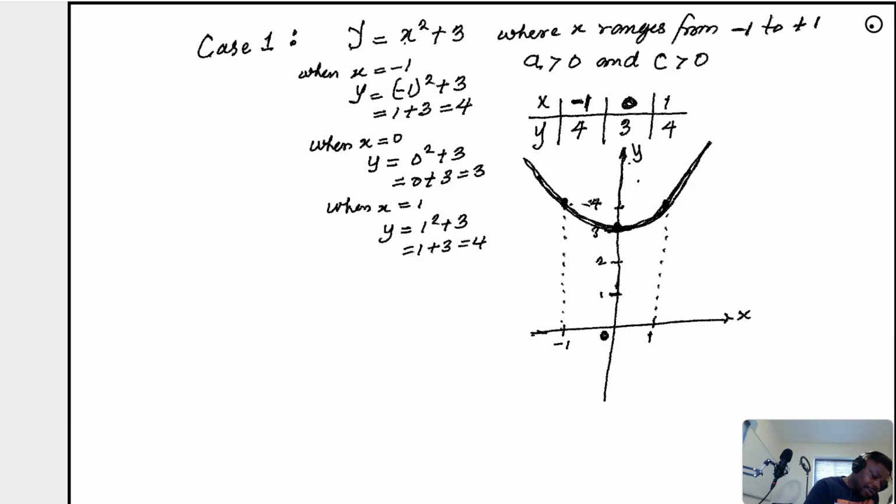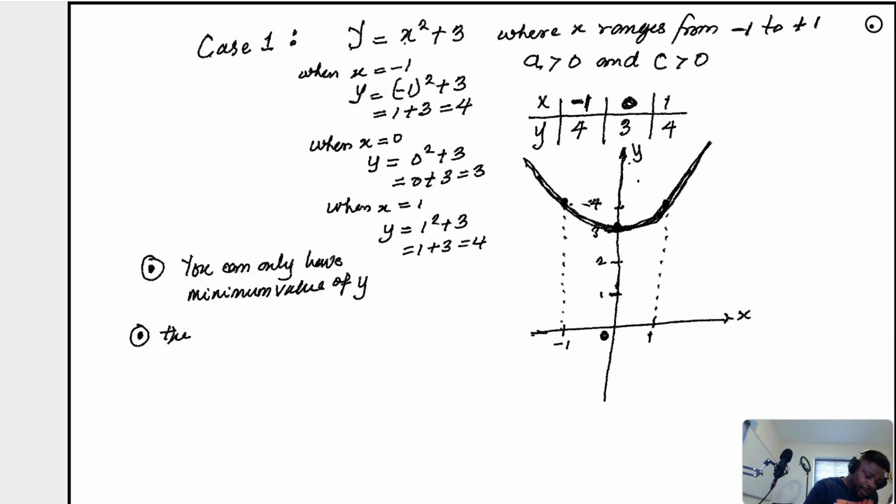So here I can tell you the conditions that we have here, or what can happen here. You can see you are going to have a minimum value. Okay? You can only have a minimum value of y because it opens upward. Then what again? The curve is symmetrical. Yes, symmetrical on the y-axis because it's cut into 2 on the y-axis.